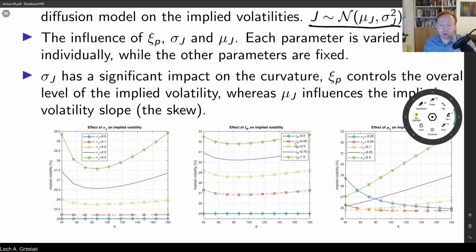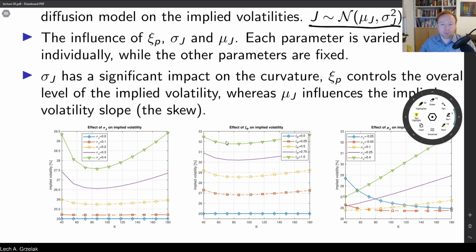Now, the second one is the intensity of jumps. A very similar effect, maybe not so pronounced when we talk about smiles. However, the intensity of jumps also has an impact on level. Once we have more intensity, this means jumps happen more often, and that increases the volatility. But that also makes sense.